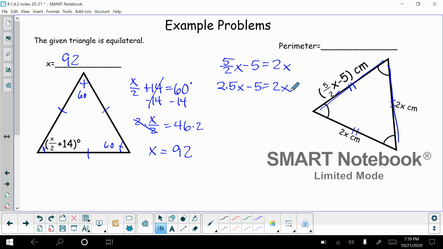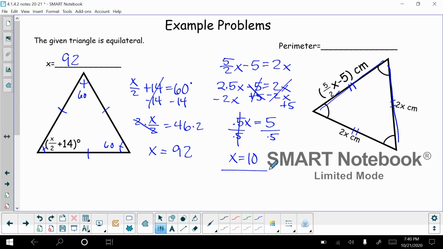And so what you can do is, I don't like working with negatives. I know some of y'all say, well, subtract 2.5 from both sides. I'm going to subtract 2x from both sides, and then I'm going to add 5 to both sides. So yes, it was an extra step, but it doesn't have any negatives that I have to worry about. So 2.5x minus 2x is 0.5x. And that is equal to 5 over here. So I just have to divide by 0.5, and it's okay to divide by a decimal. X is going to equal, how many times does 0.5 go into 5? If you put it in your calculator, it'll spit out 10 for you.